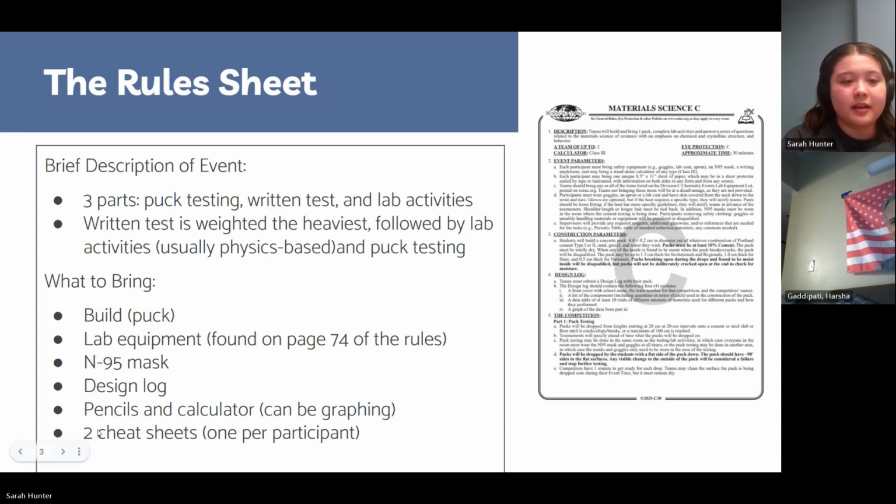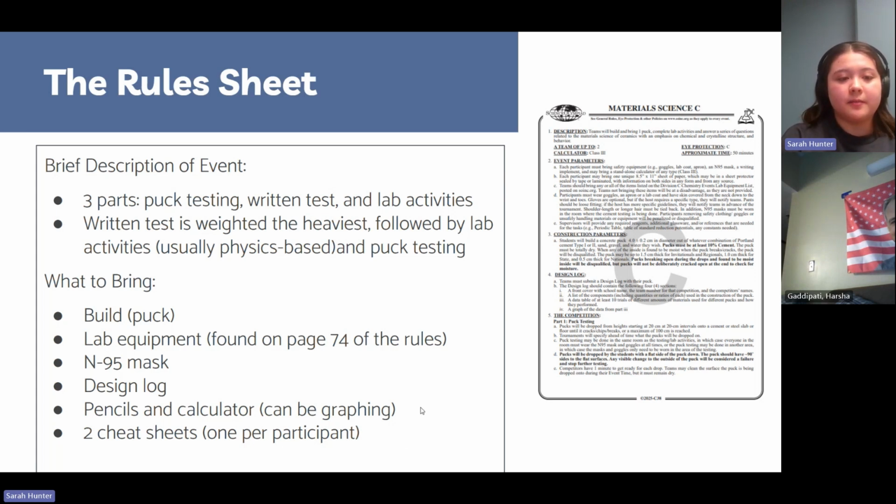And then also another important thing that you want to bring: two cheat sheets, basically 2 sheets of paper, front and back. You can have one per participant. So if you're competing in this event alone, unfortunately, you can't bring 2 cheat sheets. You can only bring one. But on these cheat sheets, you can fit whatever information you want, as long as it's just a front and back sheet of paper.